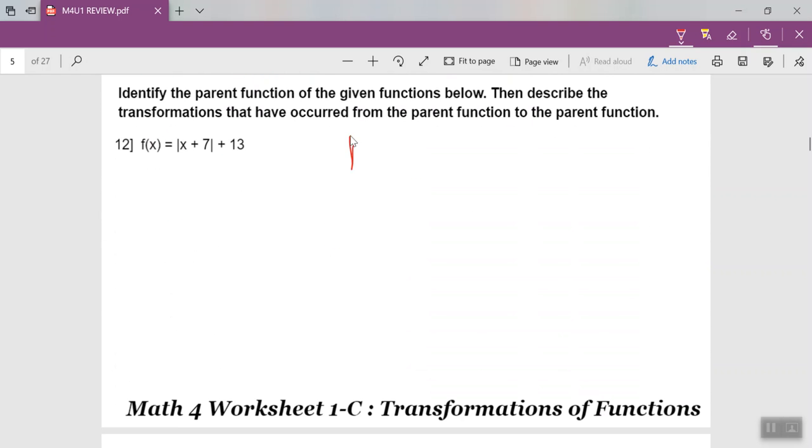And that negative 3 says we're going down 3. Here the parent function is f of x equals absolute value of x. 7 means we're going left 7. And that means we are going up 13.